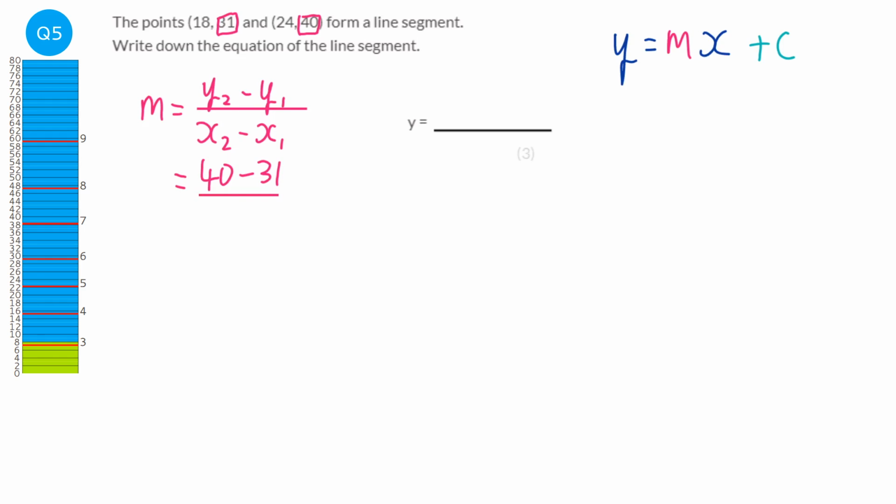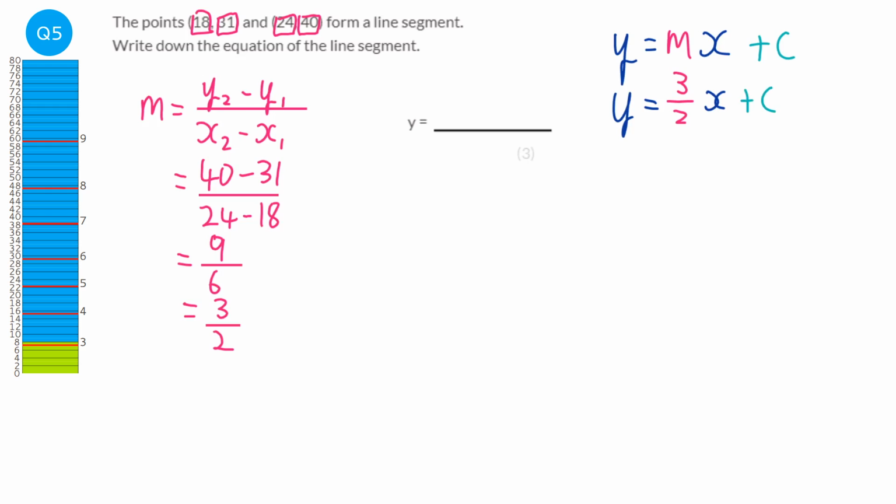And then that's going to be over the x component, so 24 take away 18, which is the x component for the first equation. So it's going to be 9 over 6, which is going to be 3 over 2, because of simple cancelling. So we know that m is 3 over 2, so we can write that it's going to be 3 over 2x, but we still don't know what the y-intercept is.